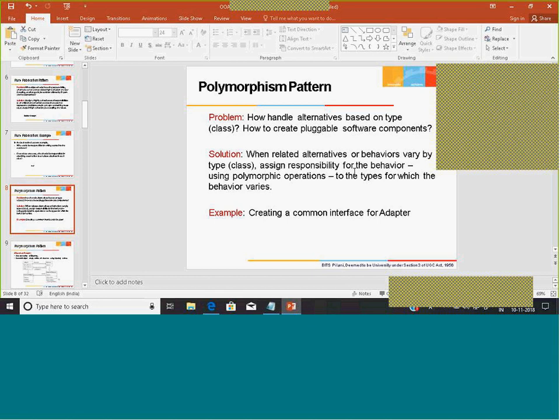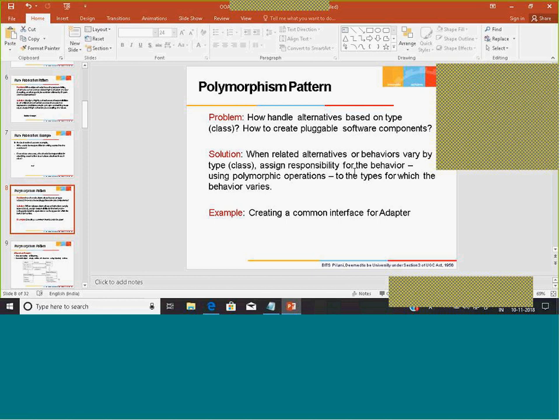This polymorphism pattern helps us solve the problem of how to handle alternatives based on types. If there are n number of classes which differ in type, how do we handle these various alternatives? The problem continues: how to create pluggable software components? And the solution says that when related alternatives or behaviors vary by class or type, assign responsibility for the behavior, using polymorphic operations, to the types for which the behavior varies.